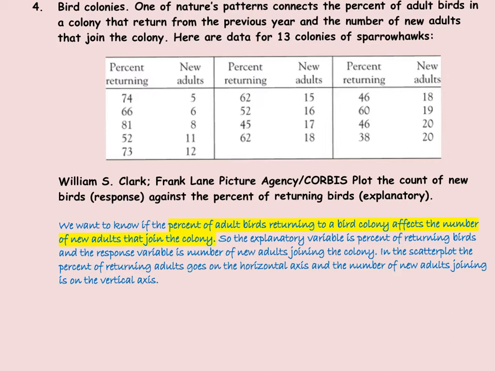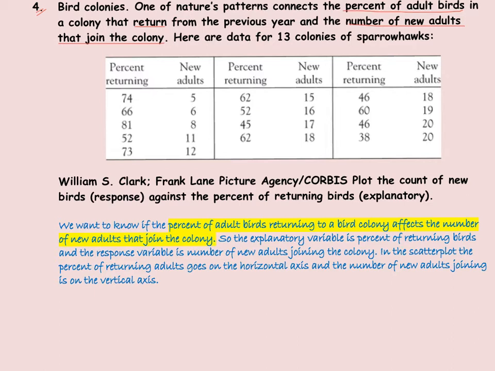So we are looking at problem 4, and it says one of nature's patterns connects the percent of adult birds in a colony that return, so that would be the percent of returning adult birds from the previous year, and the other variable is the number of new adults that join the bird colony. So the problem tells us that there is a relationship between the percent of adult birds that return from the previous year and the number of new adults that join the colony.